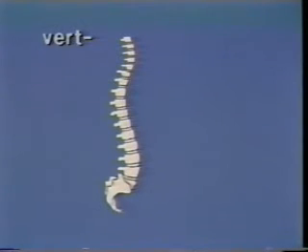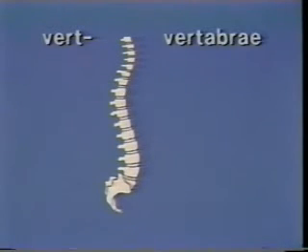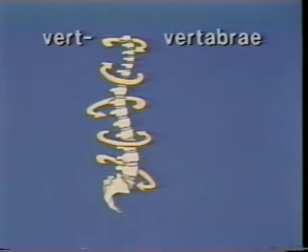Next, vert. Vert could suggest vertebrae, the spinal vertebrae. Vert, vertebrae. Vert means turn, so we'll change the image of vertebrae to look like this. The vertebrae turns and turns. This is a very unusual vertebrae. It just turns and turns. Vert, vertebrae, turn. Two times together. Vert, vertebrae, turn.